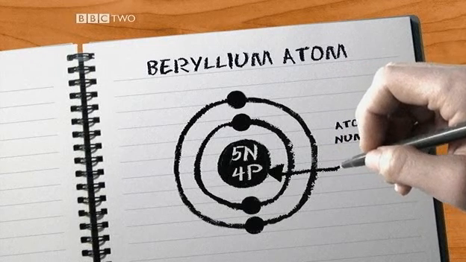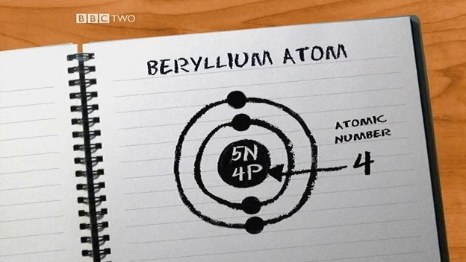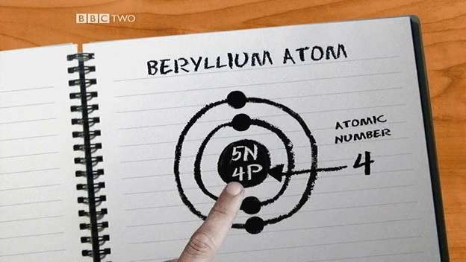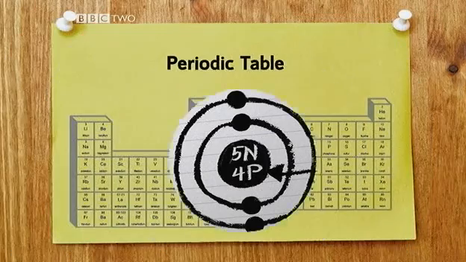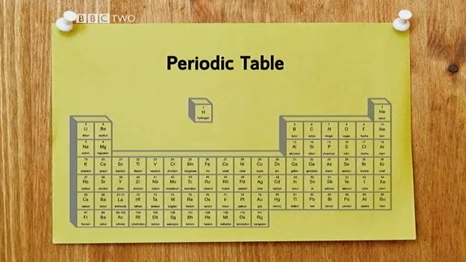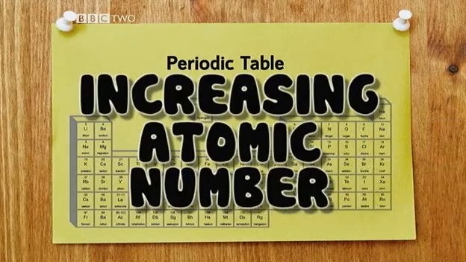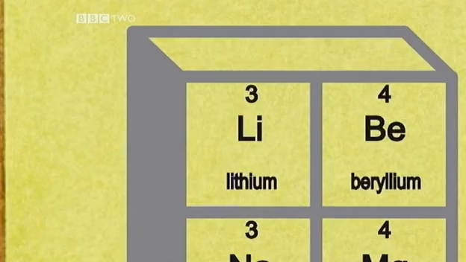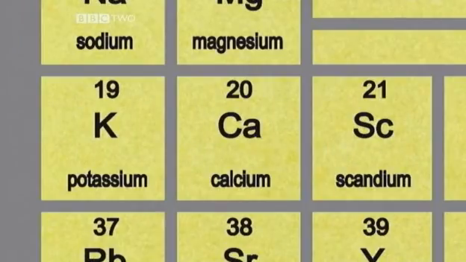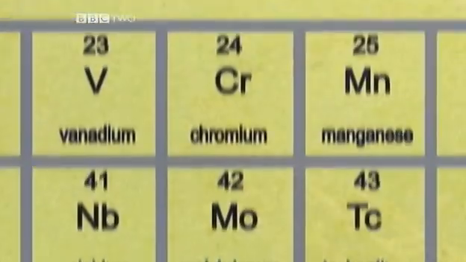The number of protons in an atom is called an atomic number. So if an atom has 4 protons, that's its atomic number. Atoms are arranged in the periodic table in order of increasing atomic number. At number 1, hydrogen. At 2, helium. At 3, lithium. At 20, calcium. At 57, something else.